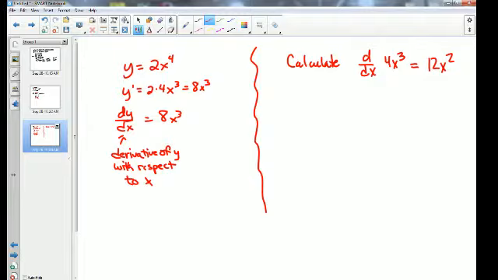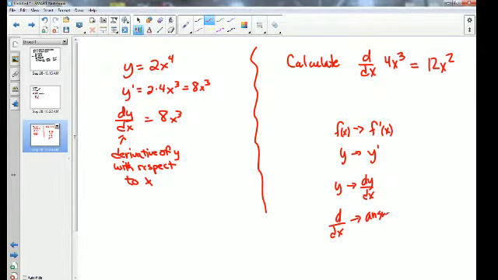So you're going to have to navigate f prime, right? So we have f of x and f prime of x. We have y, and we can write y prime, right? Y, we can write dy dx. And then d over dx just means to calculate the answer, right?